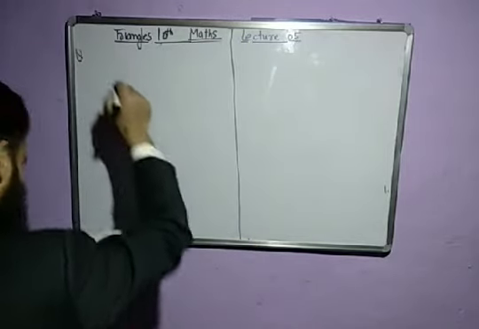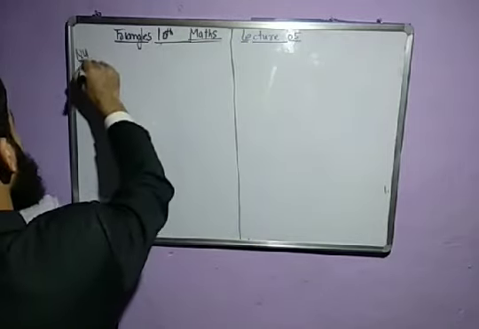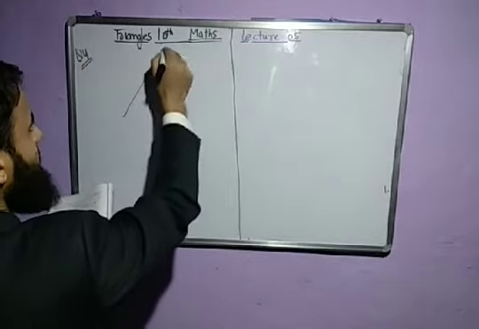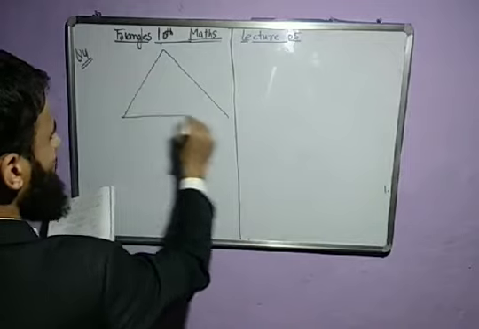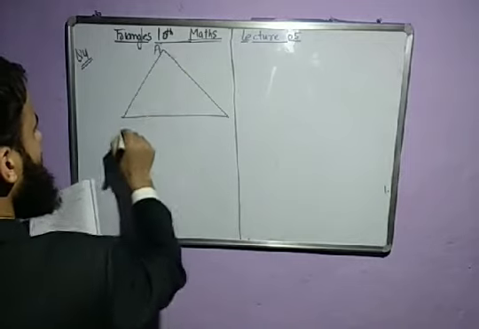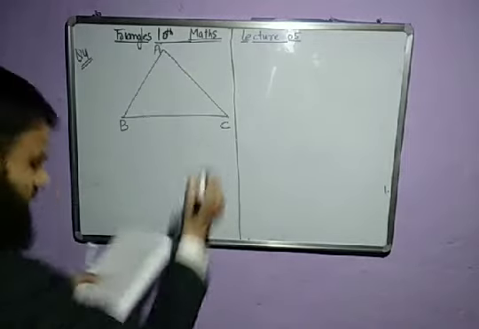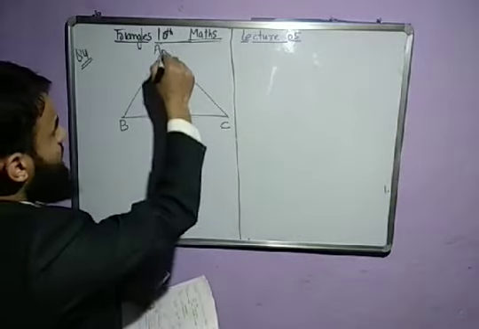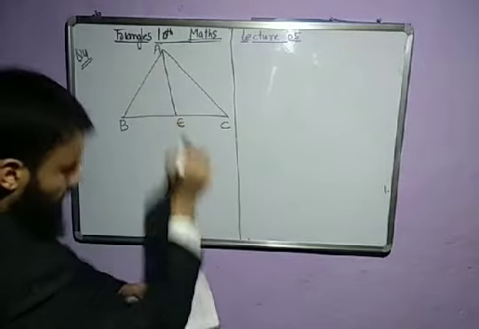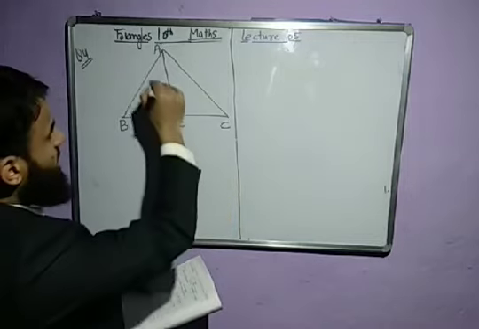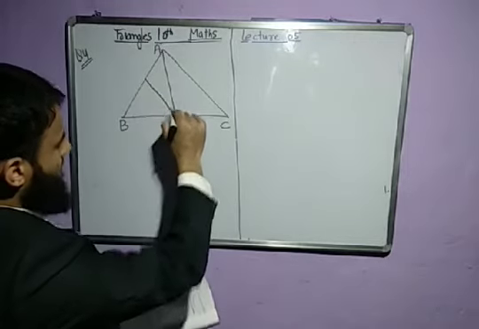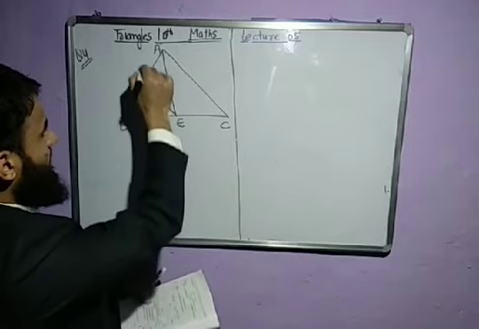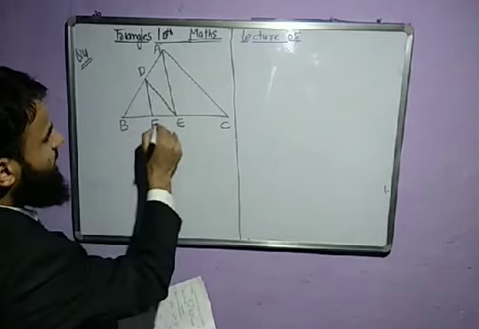Now question number 4. We are given a figure. Let's draw a figure first. This is our figure, A, B and C, and then we have a side here, AE, and then we have like this, this is D and this is F.